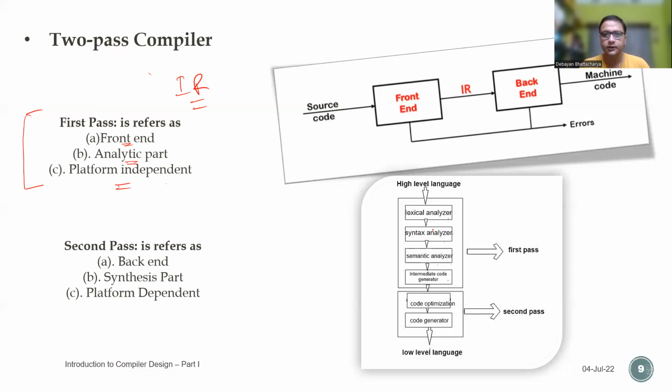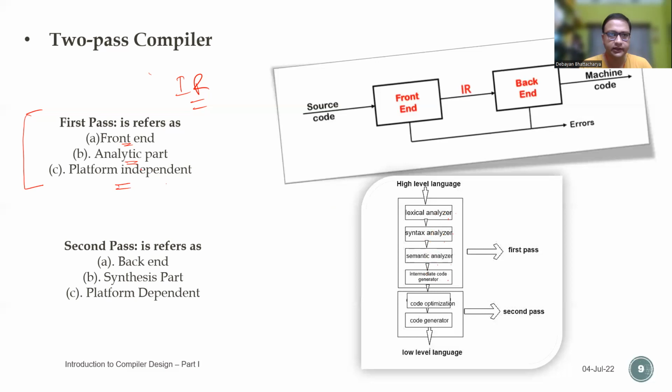Okay, and now what is the exact role of the lexical analyzer, syntax analyzer, semantic analyzer, or intermediate code generator? We will see. Don't worry. In our subsequent lectures, we will discuss them. But for now, we just need to know how a two-pass compiler actually works.